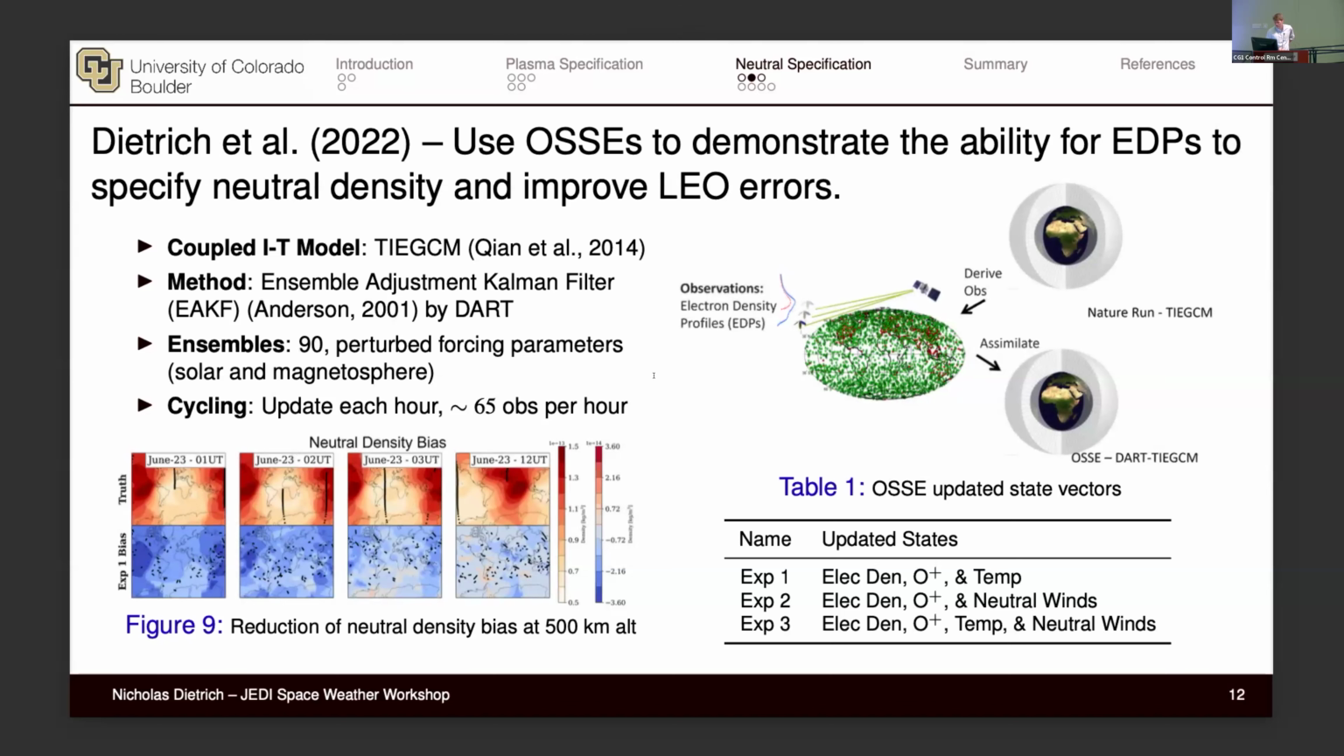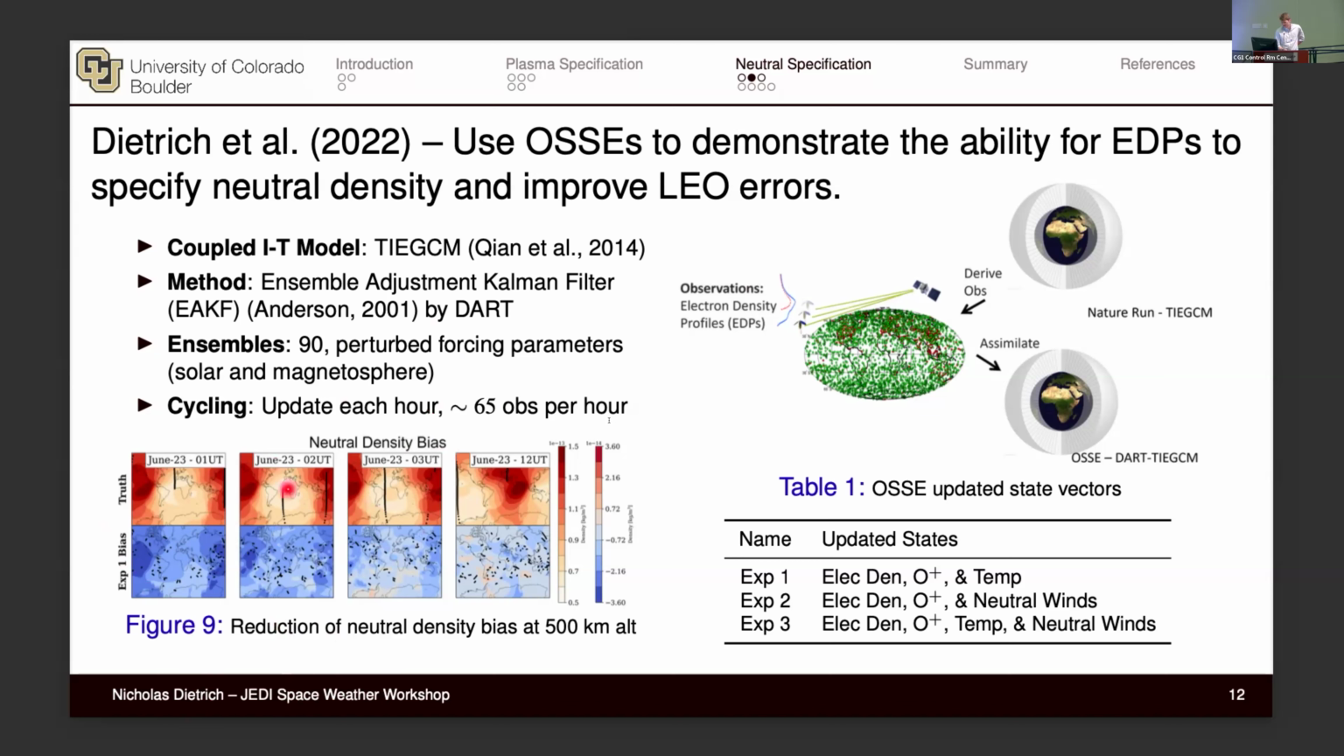So with this, I just want to quickly highlight some OSSE results from a previously published paper where we synthetically retrieved EDPs from a nature run and then assimilated them into DART TIE-GCM. We used these plasma observations with different state vectors, including temperature and neutral winds, to see how well they estimate these neutral states, and what kind of impacts they had on neutral density biases, and then also on corresponding satellite drag or orbit position errors. I don't have the orbit position errors here, but you can see the neutral density bias improvement in this bottom left plot.